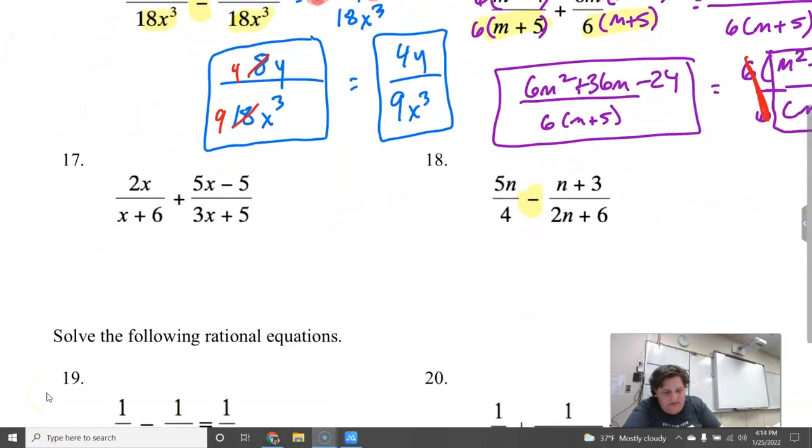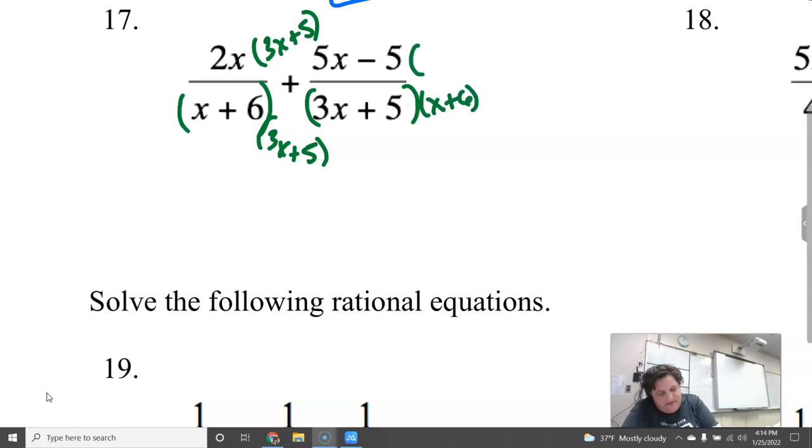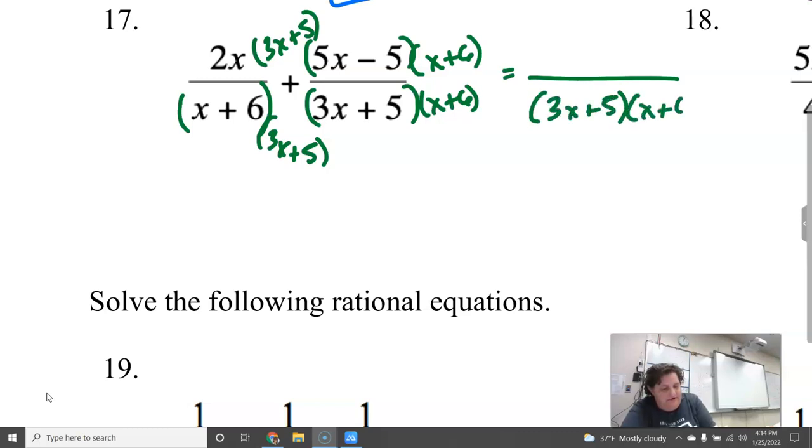Okay, let's check out number 17. On this side, I have 3x plus 5, so that needs to go on this side. On this side, I have x plus 6, so that needs to go on this side. So my denominator is 3x plus 5 times x plus 6. You're never going to multiply that out. I do want to multiply out the top part, though. When I distribute that, I am going to get 6x squared plus 10x.